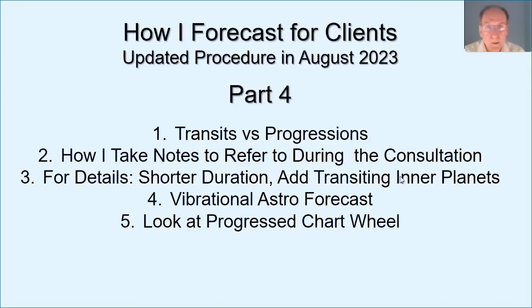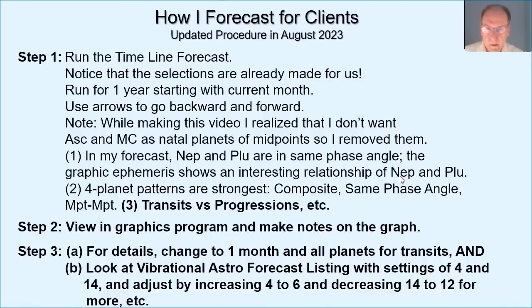But let's talk about what the difference is between transits and progressions. Then we'll go on to these other 5 items. In the order that I had this in the previous videos, I'm still on step 1, which is the timeline forecast. So this first thing we're going to talk about is, when we're looking at this timeline forecast, how do we distinguish between transits and progressions? How do they work differently in our lives?